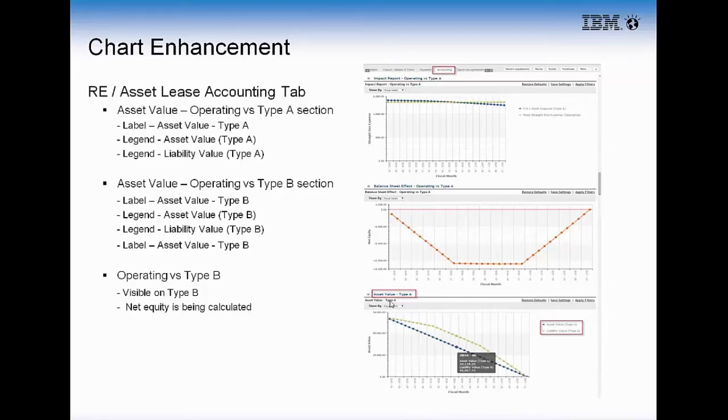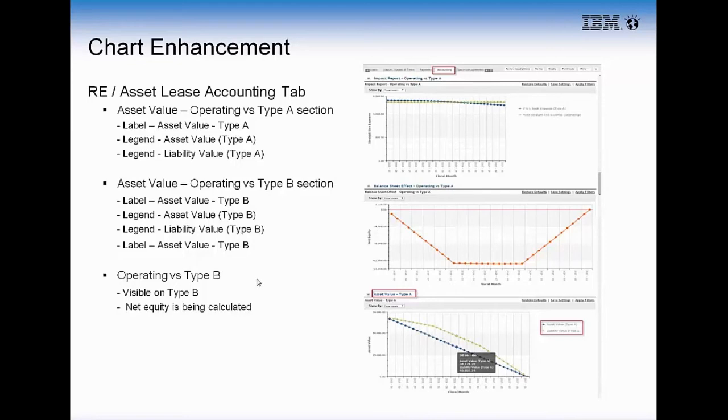So these were relabeled. It used to be called asset value operating versus type A section. So now we relabeled it to just asset value type A, and also our legends, we made it the same: asset value type A. The same goes for type B. The legends have changed and the label has been changed.